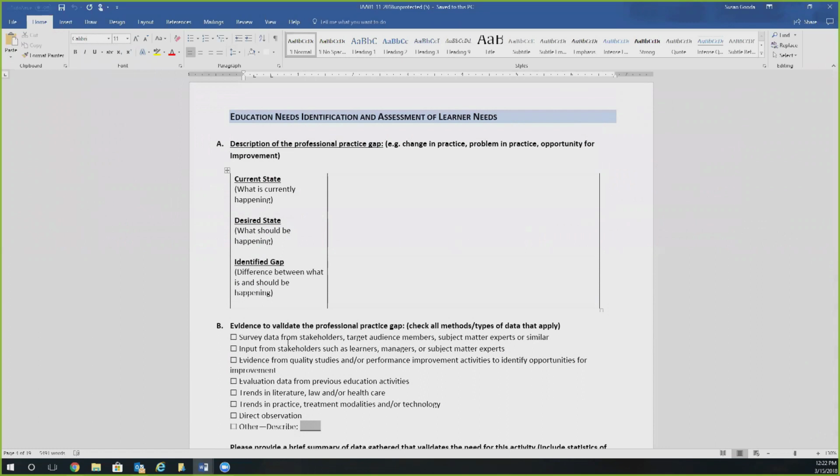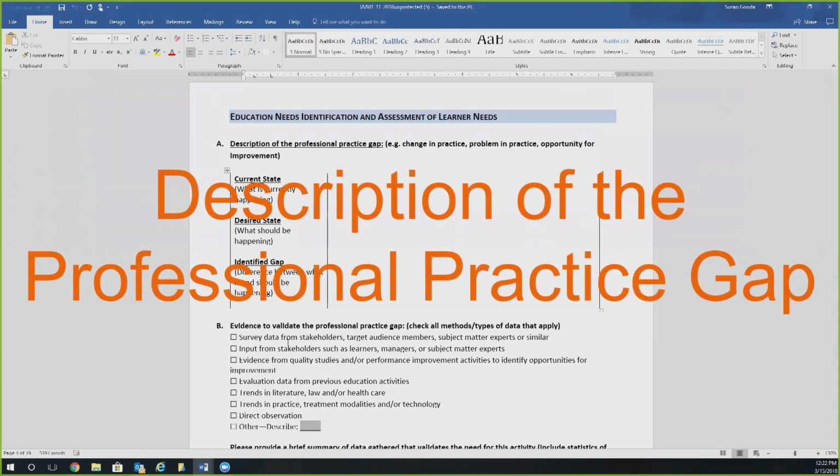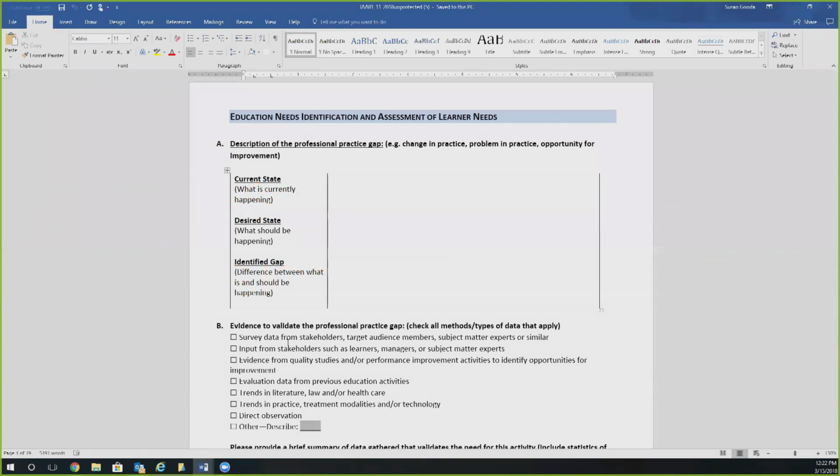The next section area is really focused on the nurse planner's components. So topic A, description of the professional practice gap. I'm going to tell you this sometimes is problematic for the nurse planners. I say keep it simple and not too flowery and not too much detail. So your current state, to me, is basically what is the problem that you want to fix through this educational endeavor that you are planning.